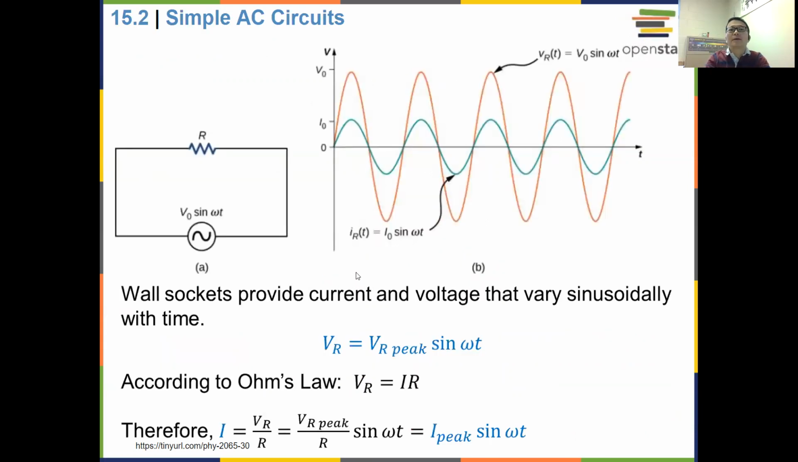So for a simple AC circuit, you will just have a resistor in the circuit. Then the current and the voltage are both sine functions because according to Ohm's law, voltage is equal to I times R, so I equals V over R. If V is a sine function with a maximum or peak value, then the current will also have a peak value, which is the peak voltage divided by the resistance, and the same sine function. So when the voltage peaks, the current also peaks. Okay, so they are in phase.